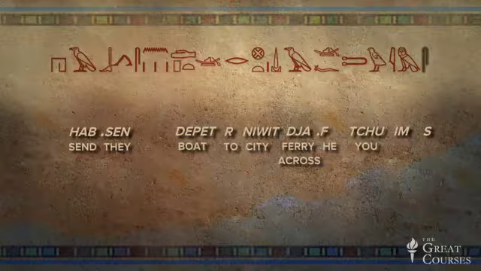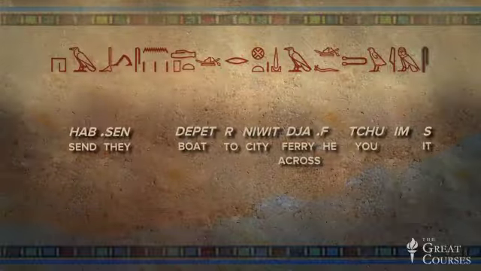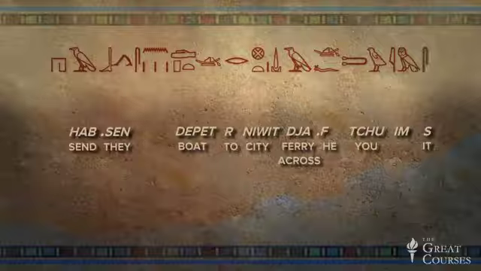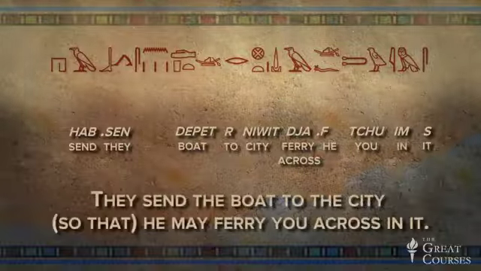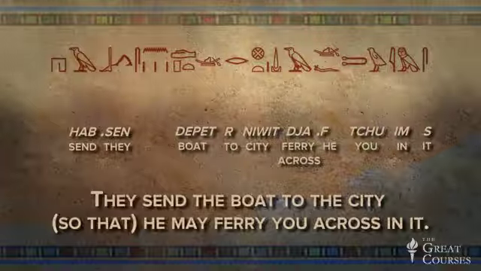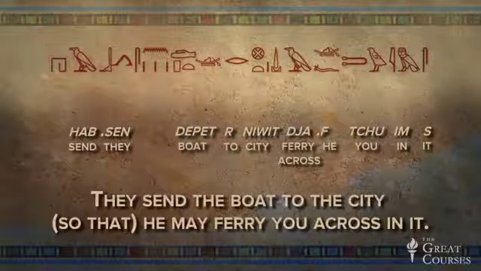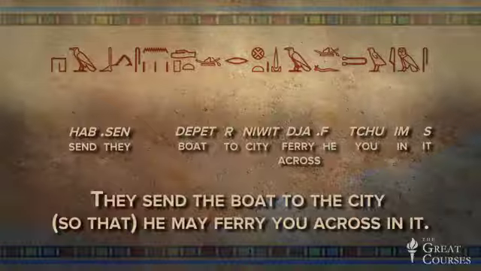Given that we're talking about a boat, the feminine form of it makes sense because it refers to depot, boat, which is feminine. So the whole thing would make sense as, they send the boat to the city so that he may ferry you across in it. I'm inserting the so that to make it smooth. That's it. Pretty good. Isn't it fun doing real sentences?